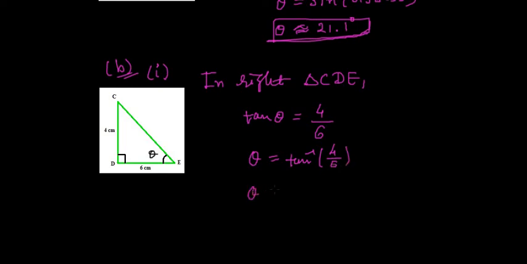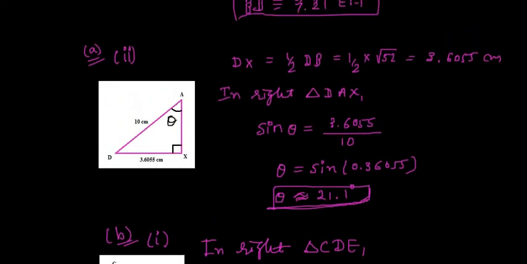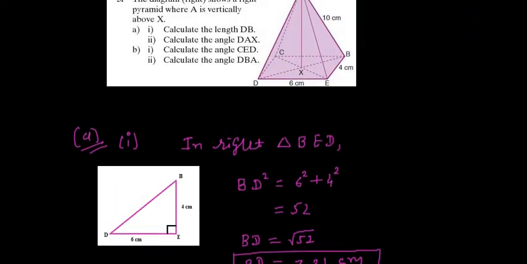So theta is coming approximately 33.7 degrees. So we can say that this angle which we want to find, which is CED, is coming around 33.7 degrees, rounding again to three significant figures. So this is the answer of the first part of B. Moving further, the second part, B2.